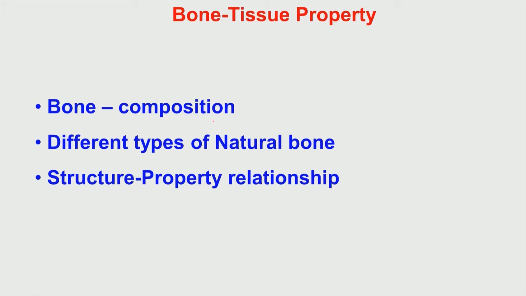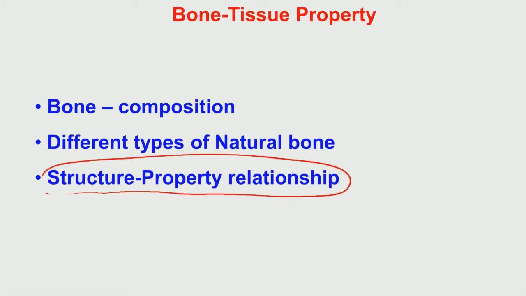Now, today we will start with bone composition, followed by different types of natural bone and some aspects of the structure property relationship of natural bone. Remember, the structure property relationship is key in materials science, because when we consider different materials, for example metals, ceramics or polymers, their structure property relationship is very important, and therefore we need to understand how it is relevant for natural bone.